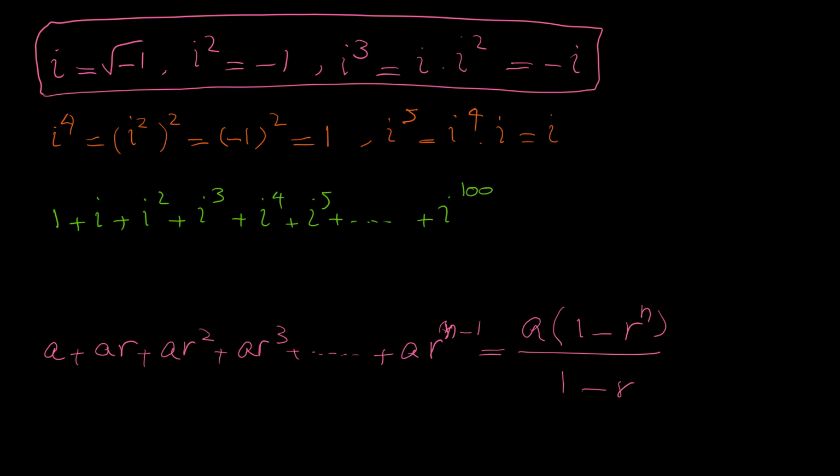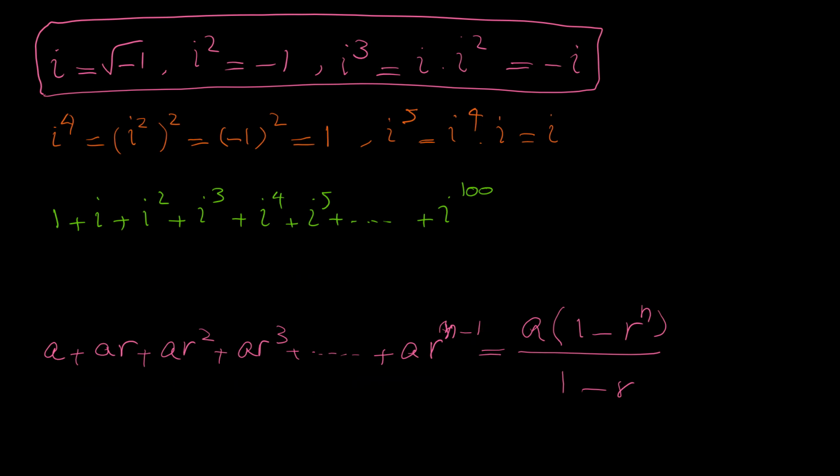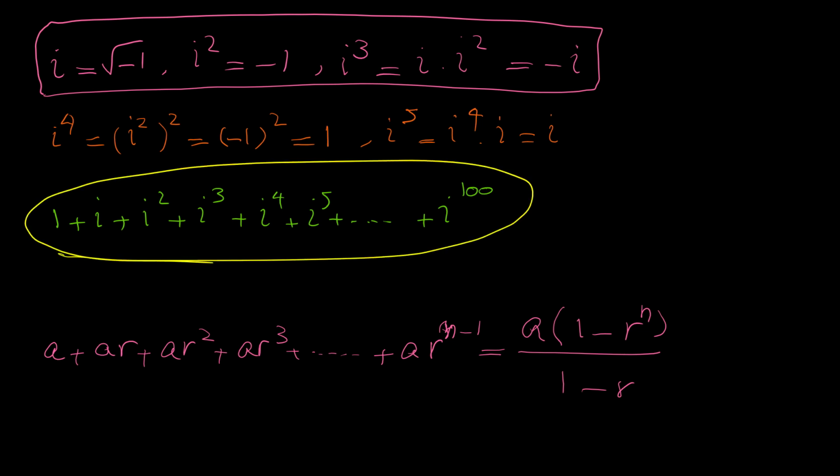This is the sum of these terms here. And this is a geometric series. We can use this formula to find this sum. If you pay attention, in this sum, the first term A is 1. What is the ratio in this sum? What is the ratio of the geometric series here?